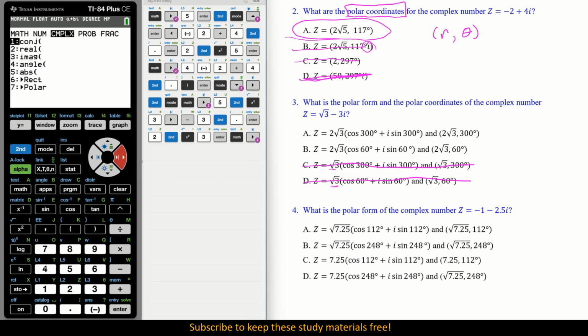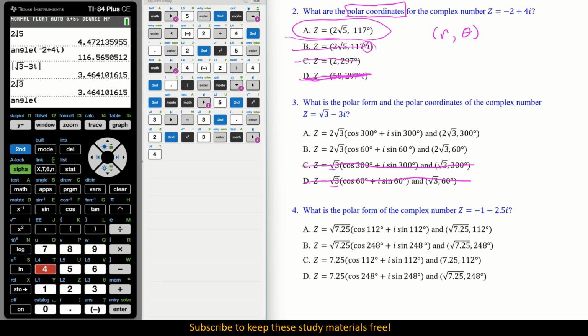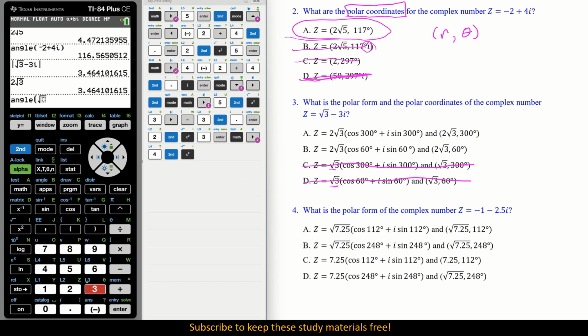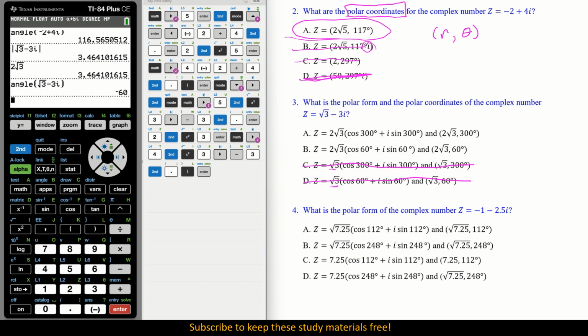And remember, it's number 4, the angle. Okay, let's put that in again. Okay, so let's say second and square root. Yeah, there we go. 3 and minus 3 second I. I like to close my parentheses, and there we go.